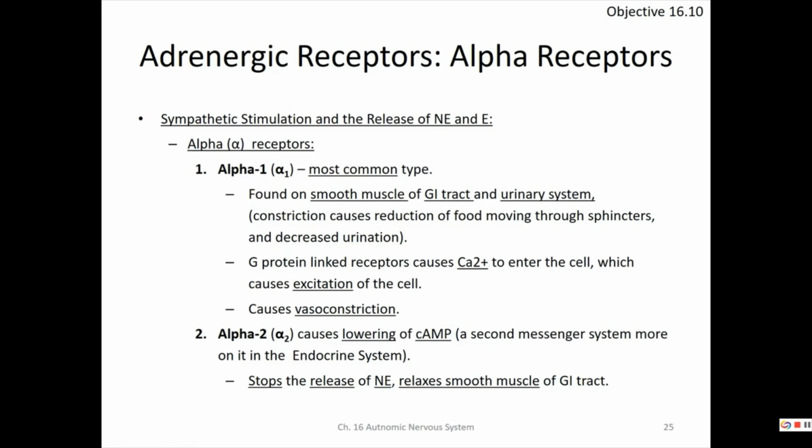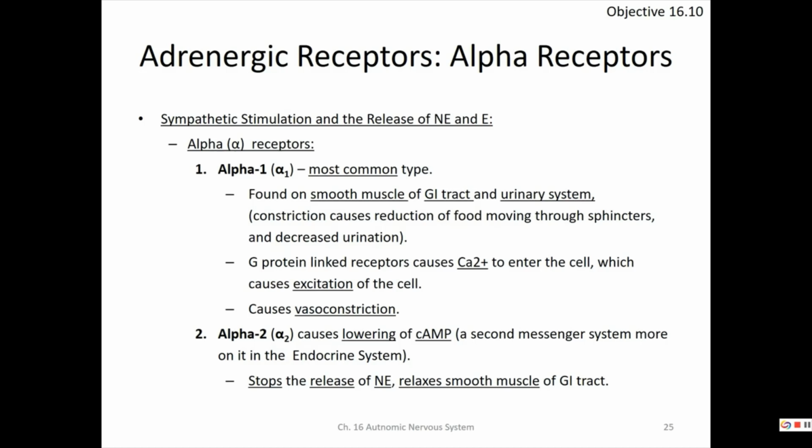Alpha 2s, what do they do? They lower a thing called cAMP. They lower cAMP activities. Now, that's something we will learn about in A&P 2 in the endocrine system. We'll get into the endocrine system later on. It's a second messenger system. Alpha 2s lower cAMP. It also causes the reduction, stops the release of norepinephrine, and it relaxes the GI tract.